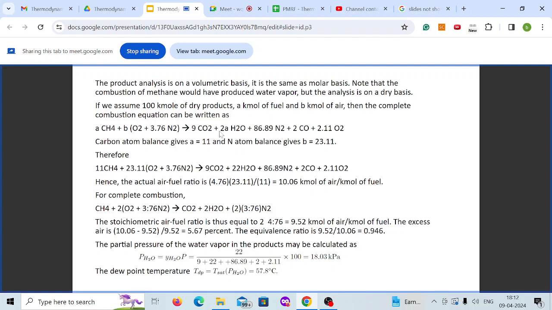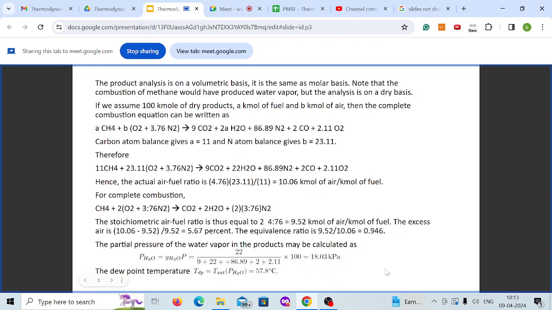You have 22 moles of water, so 22 divided by the total number of moles present. You can take 100 plus 22, because in the dry gas analysis we took 100 kilomoles of the dry products. You can straight away write 100 plus 22, or if you add up you will get the same. Times 100, this will give you 18.03 kilopascal.